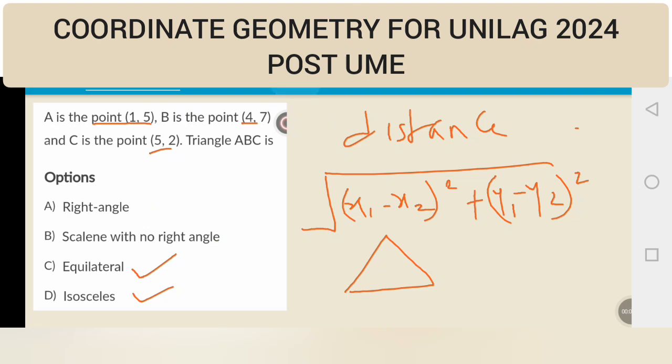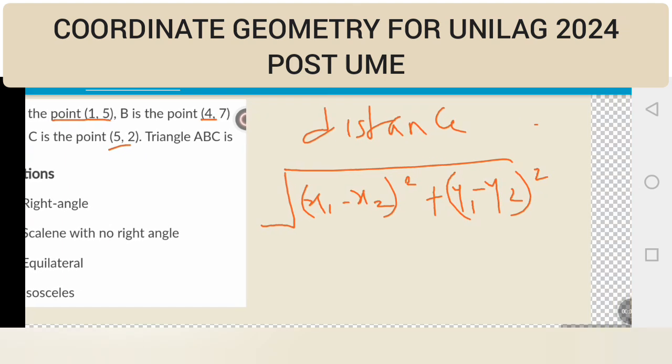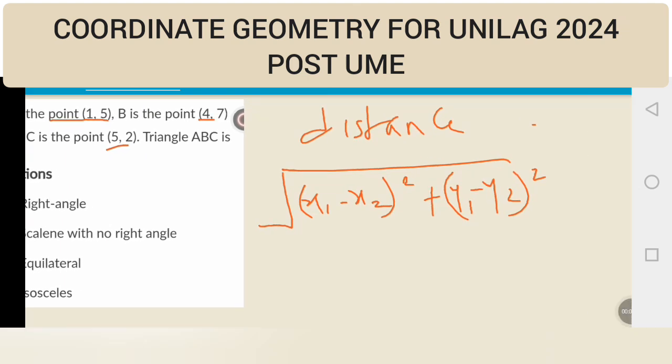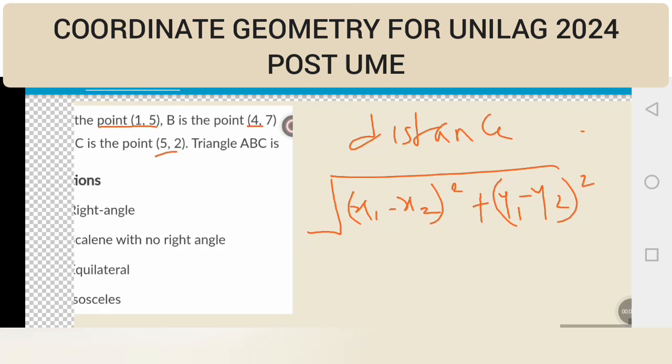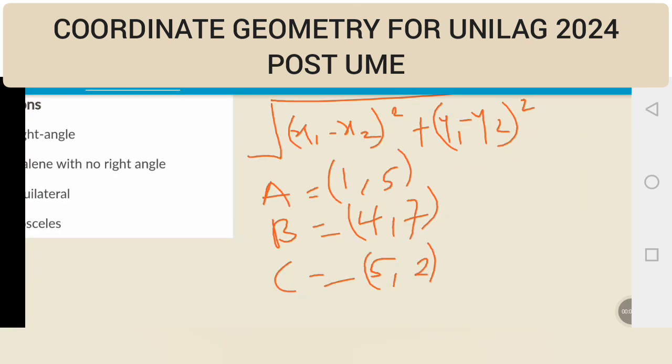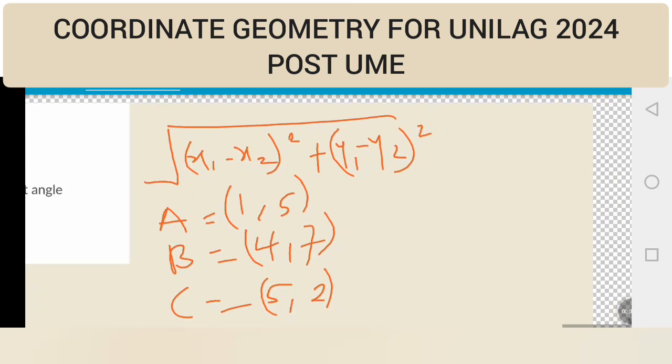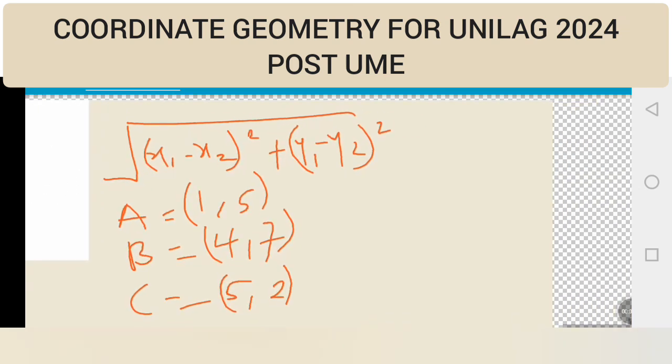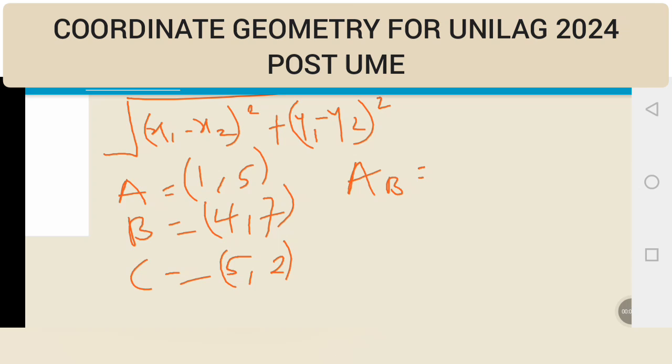But before you can do that, you must know the distance formula. This is the distance formula here: x1 minus x2 squared plus y1 minus y2 all squared, then square root of everything. So let's bring out the coordinates. It's pretty obvious from here. All you need to do is to find the distance between A and B. The next step is to find the distances, which is very, very straightforward. All you have to do is follow this formula here.